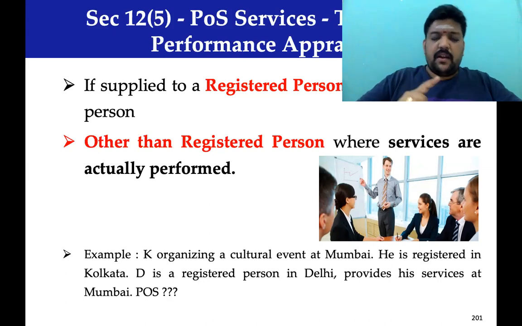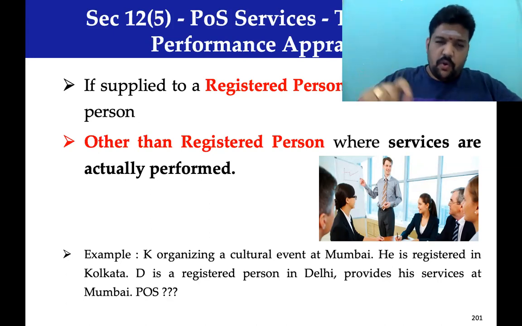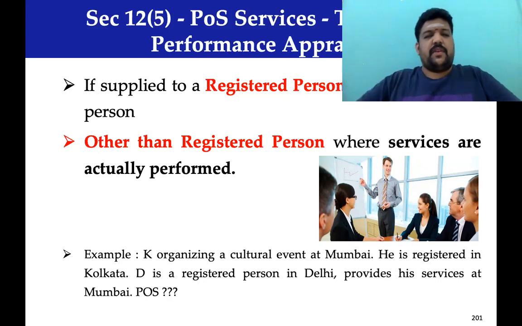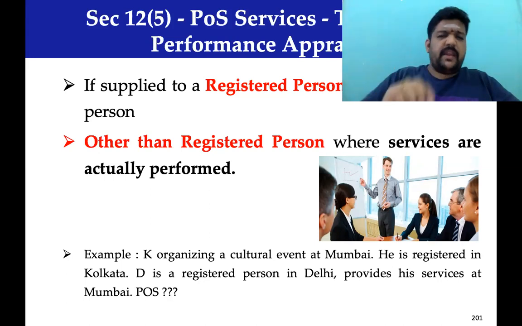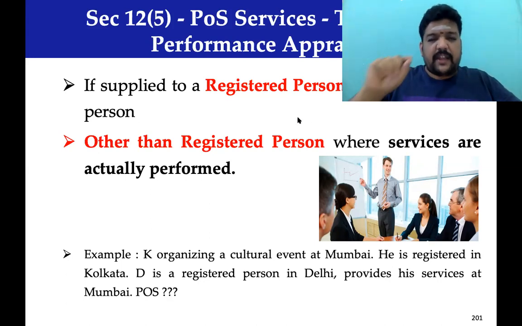Let me repeat. The service should be training and performance appraisal services. If supplied to a registered person, the location of such person is going to be the place of supply. In case of a person other than a registered person, where the services are actually performed would become the place of supply.